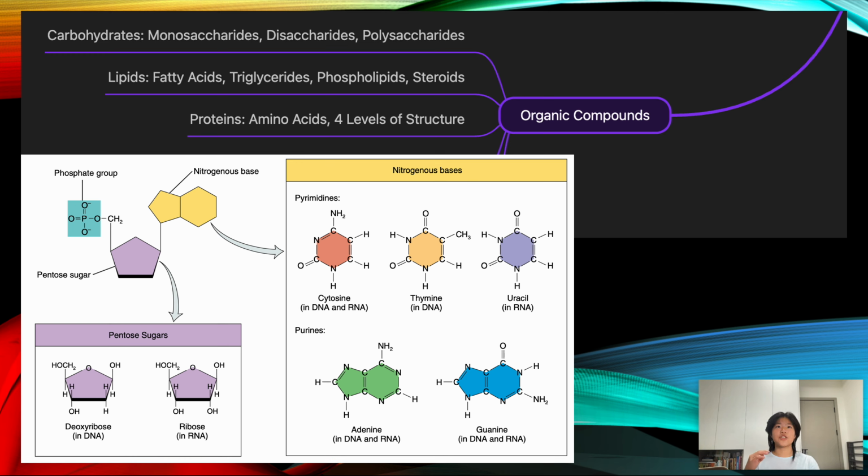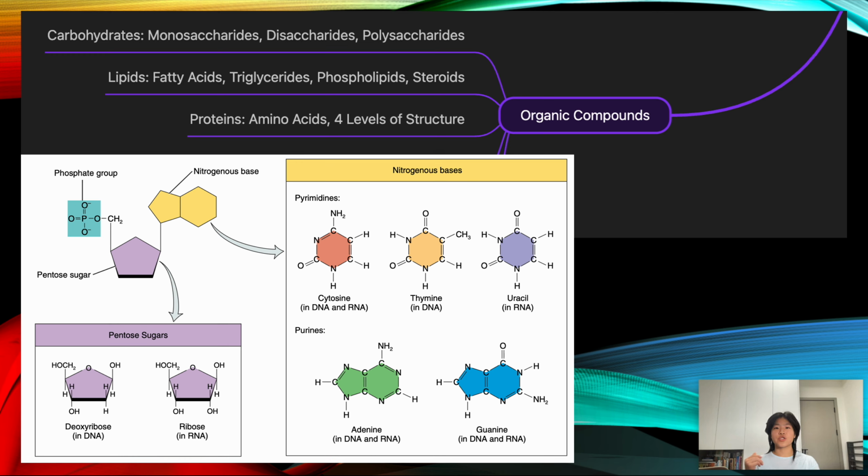Then it is attached to a nitrogenous base, which quote-unquote defines the identity of our nucleotide. So there are 5 possible nitrogenous bases. DNA has ATCG, which are adenine, cytosine, thymine, as well as guanine. And in RNA, we don't have thymine. Instead, we have uracil. So we don't have T, we have a U.